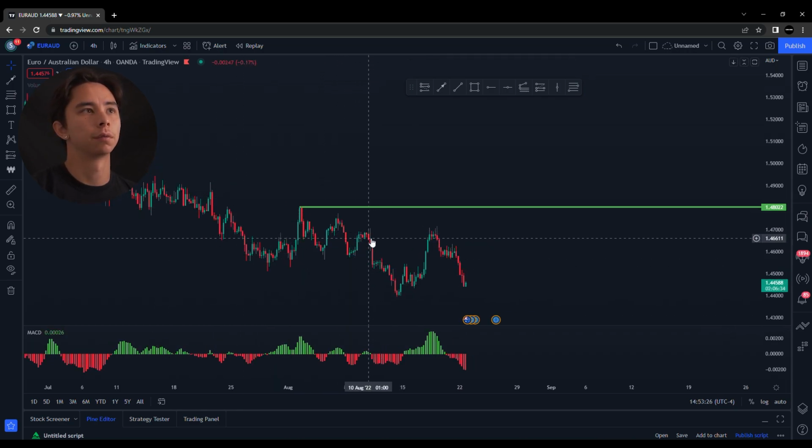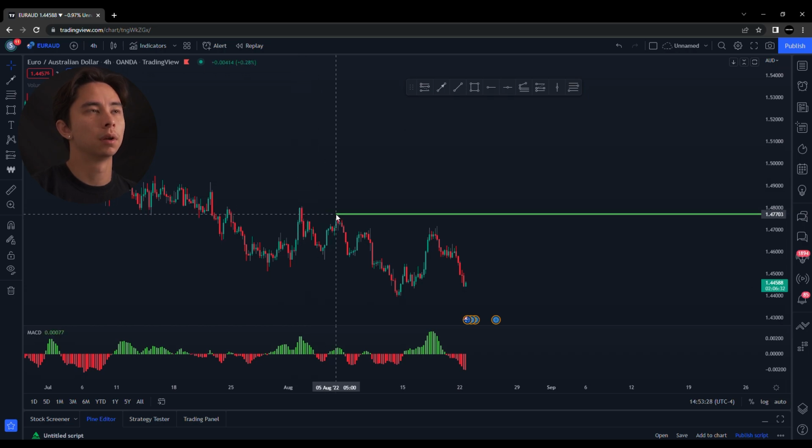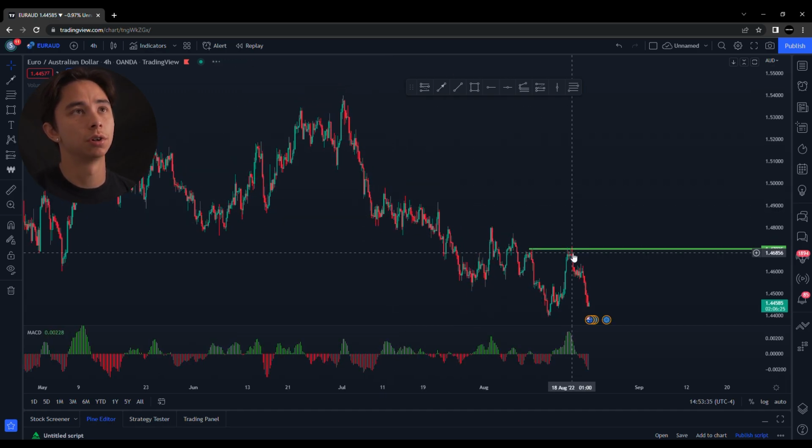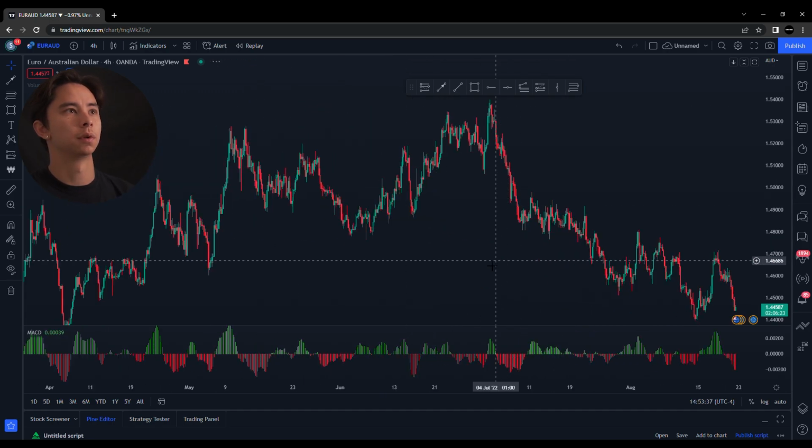As you can see, the true high never got broken. And if you bring it down here, this never got broken, and then this never got broken either. So that's how you pay attention to true highs and lows. You get some good trades out of that.